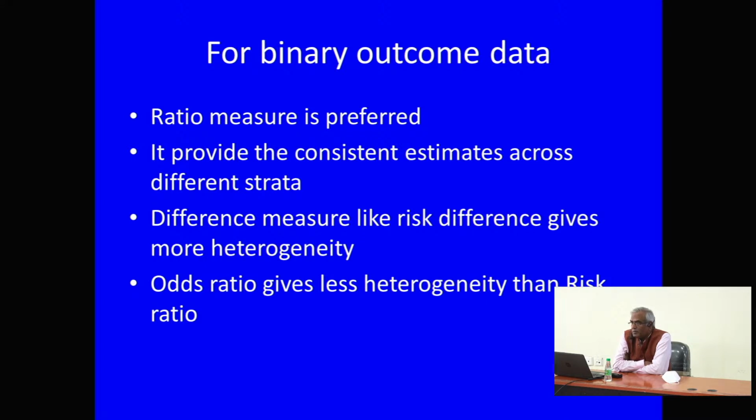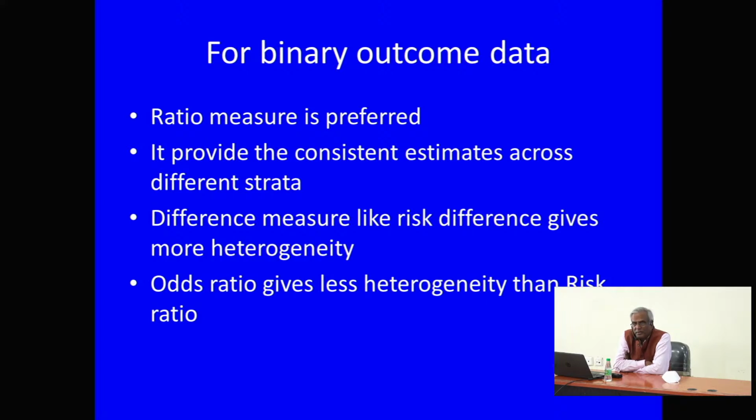So that is a problem mostly with non-randomized or observational studies. Randomized trials don't adjust very often. That is why randomized trials are much more popular for doing meta-analysis. Anyway, the ratio measures are consistent across different strata, across different subgroups of patients. So we prefer a ratio measure. Difference gives more heterogeneity. Odds ratio is probably the most homogeneous, even better than risk ratio.